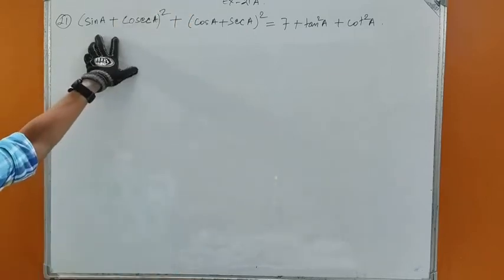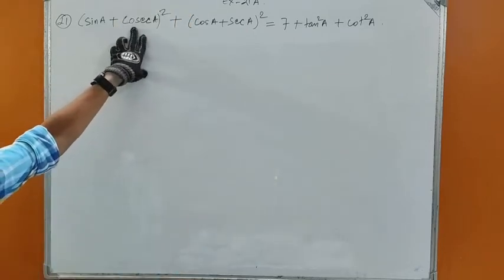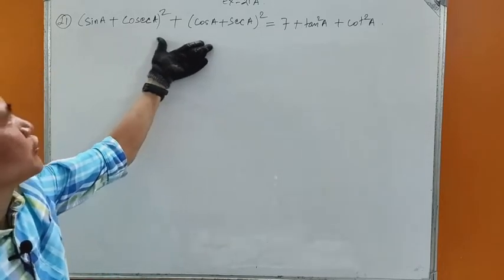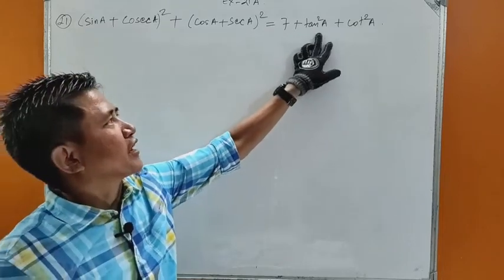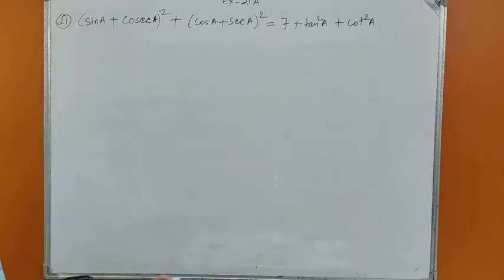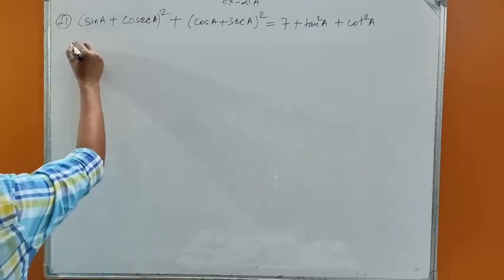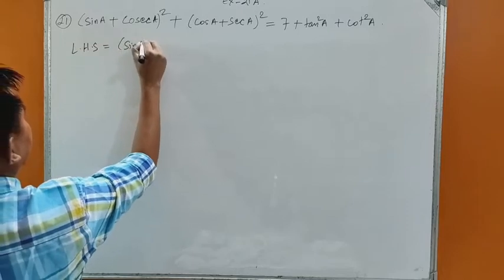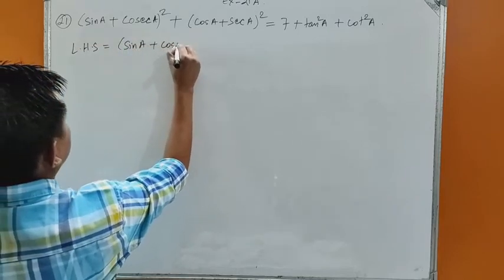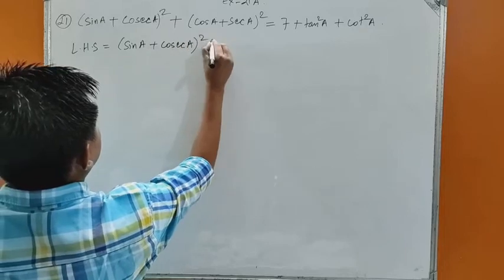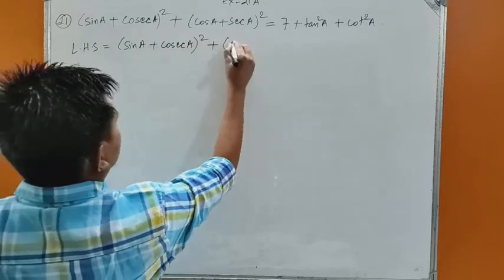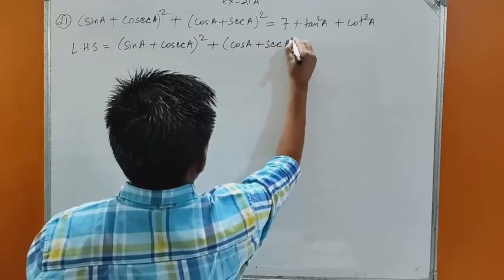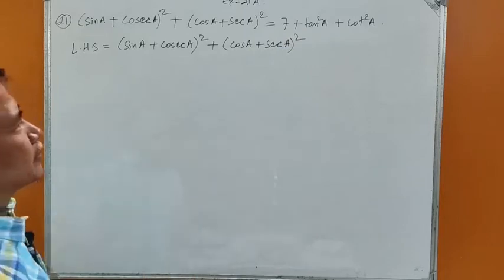Okay, so now in the left hand side we have (sin A plus cosec A) whole square plus (cos A plus sec A) whole square. So we are going to use this and prove 7 plus tan square A plus cot square A. Left hand side equals (sin A plus cosec A) whole square plus (cos A plus sec A) whole square, isn't it? This is what we have in the left hand side.